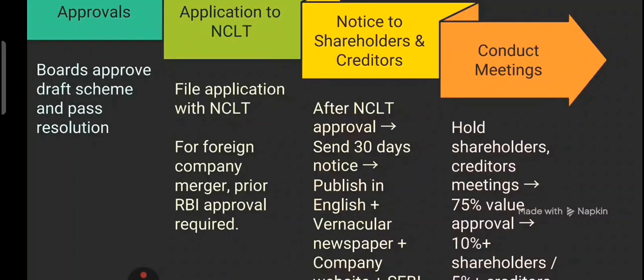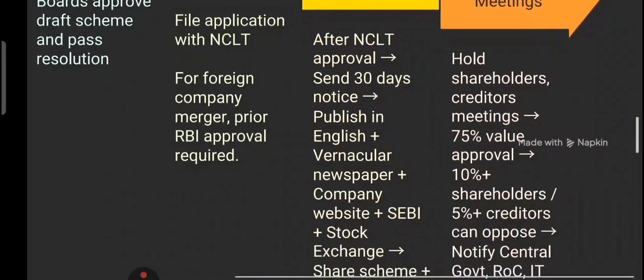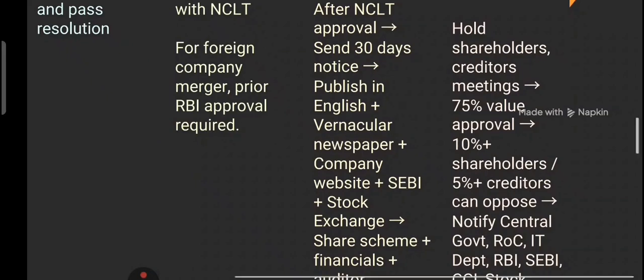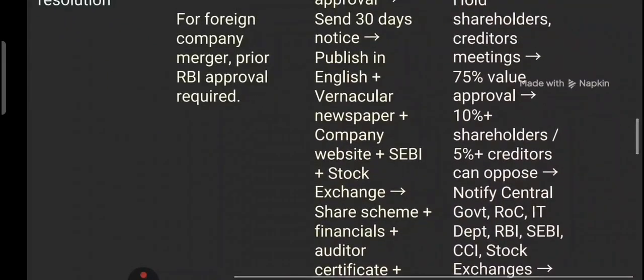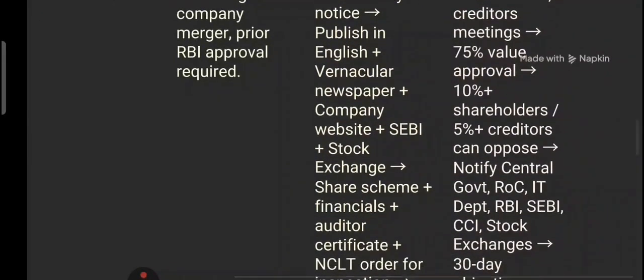See what happened. Finally, meetings are held with shareholders and creditors, right? And one more thing is that approval must be secured from at least 75% in value. However, if 90% consent is obtained via affidavit, the creditor meeting can be skipped. So remember, 75% approval should be there in the meeting, right? And 10% plus shareholders or 5% plus creditors can oppose.